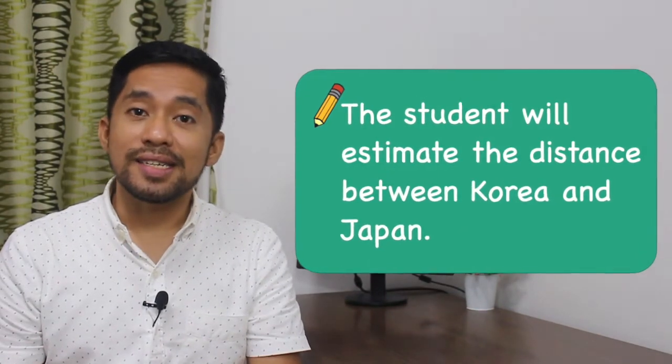For example, we are teaching geography. Our lesson objective is the student will estimate the distance between Korea and Japan. In the supply room, you have the globe, picture of Korea and Japan, charts about Korea and Japan, and the map. Which among these media best fits the objective? Of course, the map. You get the point now, don't you?